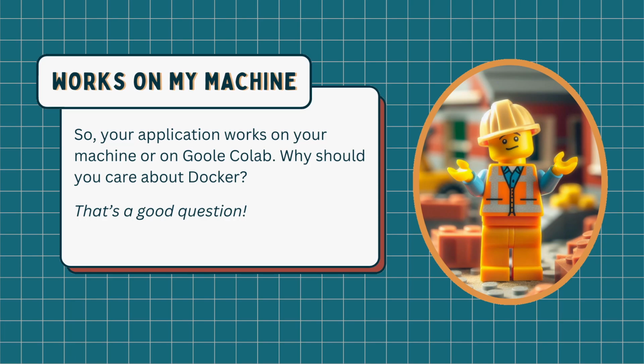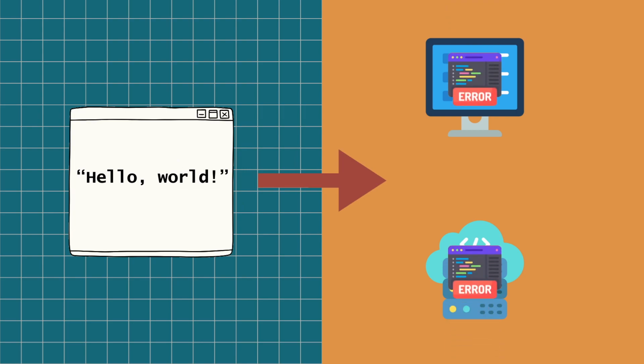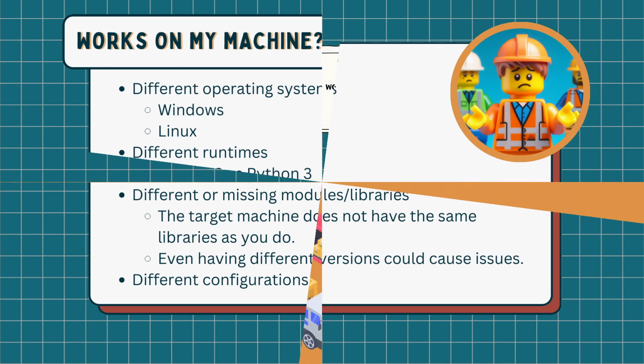Okay, so why should you care about using Docker? You know that your application runs fine, you've tested it, and everything works as expected. Let's say you have your Hello World app and you want to run it on a friend's machine or deploy it to the cloud, but then you realize that it's not working. What's going on here? The problem is that every machine is different. We have different operating systems, different runtime versions, and different dependencies. So how do we get around this?